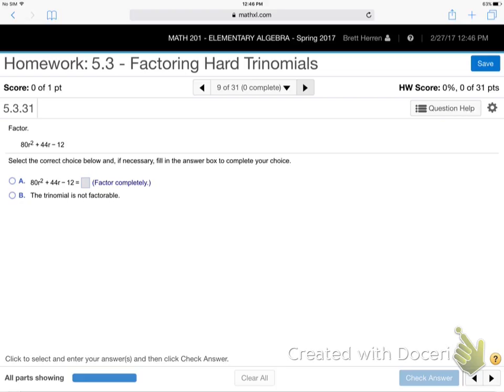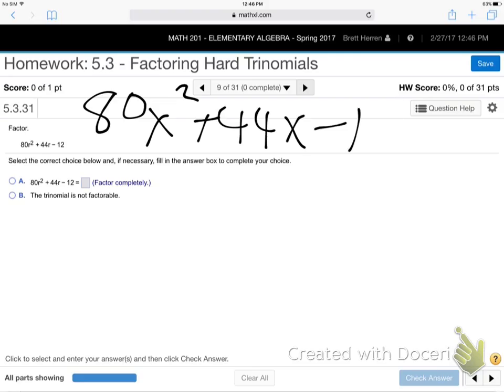All right, so let's try this one. 80x squared plus 44x minus 12. All right, so this is going to be another challenging one, kind of like that last one.